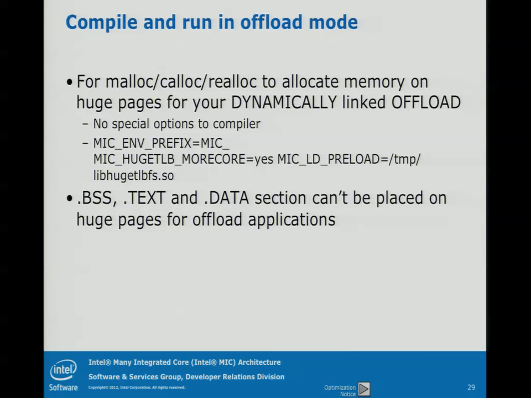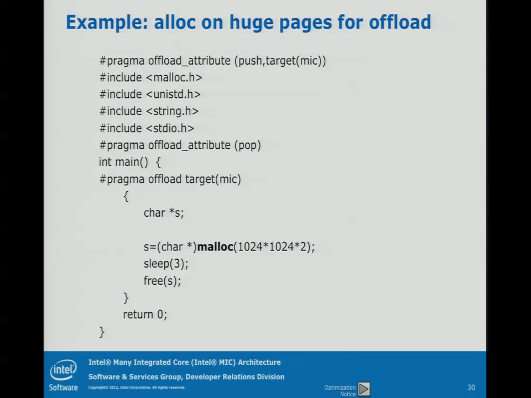And if you do that in offload mode, it's basically the same. Now you need to say the MIC_ENV_PREFIX is MIC. Then you say, well, I want to use hugetlbfs. Please preload it, and then the only thing that you need to do is malloc. That's it. And again, this library will take care of moving everything here into 2 megabyte pages.